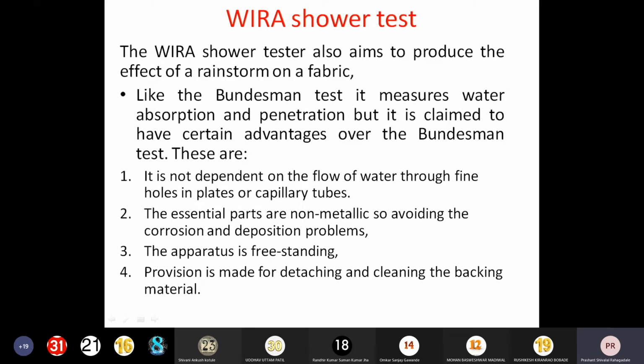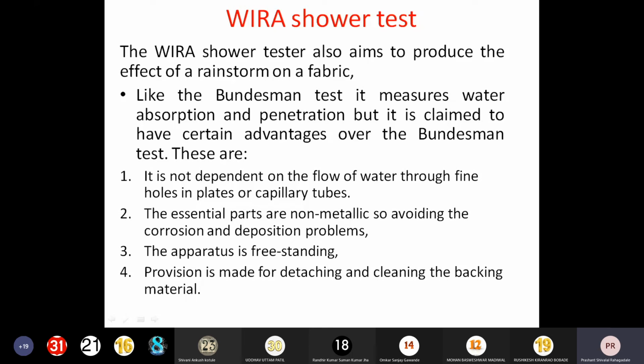Another thing, it uses distilled water and essential parts of this instrument are non-metallic, so they will not rust, or we can say they will not go for corrosion, so they will avoid corrosion, and the deposition problem will be automatically solved. Normally tap water में deposition problem होता है, जो हम टंकी लगाते हैं वहाँ कुछ deposits होता है, corrosions होता है, तो that problem is not here.